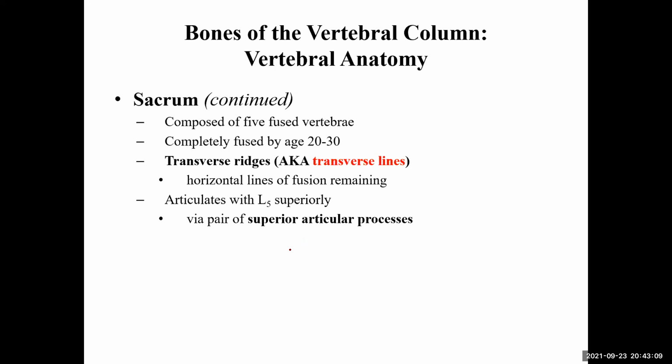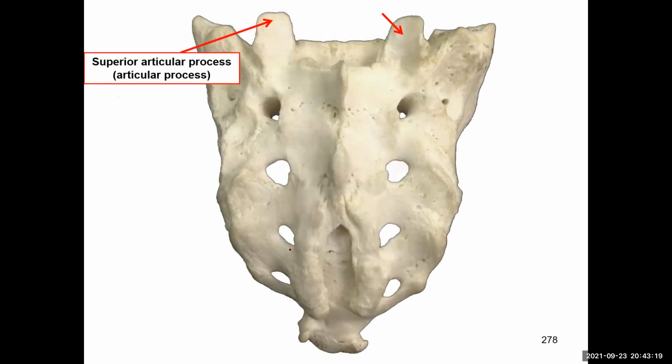The sacrum will directly articulate with L5, the last individual vertebra of your spine. You can see here on the sacrum, it has its own pair of superior articular processes, each of which will have a superior articular facet. And the superior articular processes of the sacrum are going to articulate with the inferior articular processes of L5.